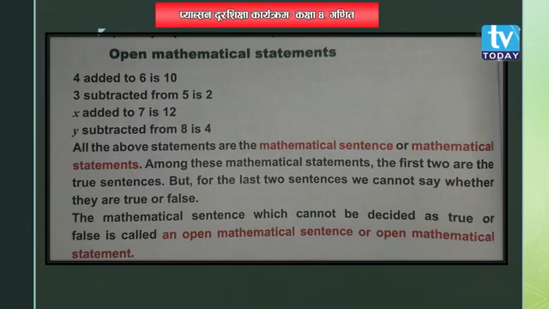Among these mathematical statements, the first two are true sentences. Have you seen the first two? 4 added to 6 is 10 and 3 subtracted from 5 is 2. These two statements are known as true sentences. But for the last two sentences, we cannot say whether they are true or false. A mathematical sentence which cannot be decided as true or false is called an open mathematical sentence or open mathematical statement. Are you getting me?